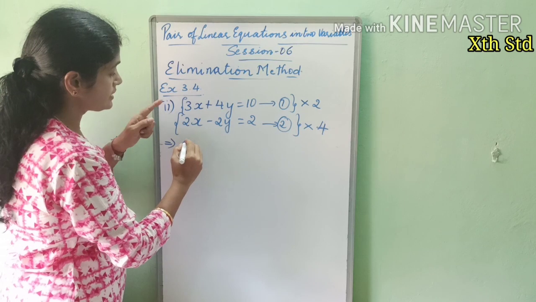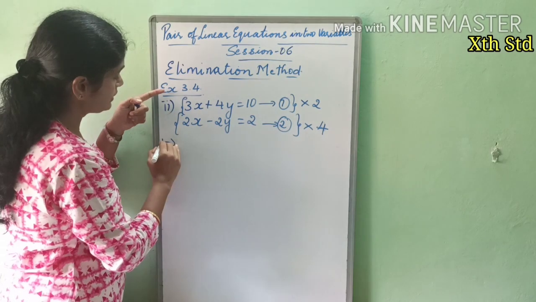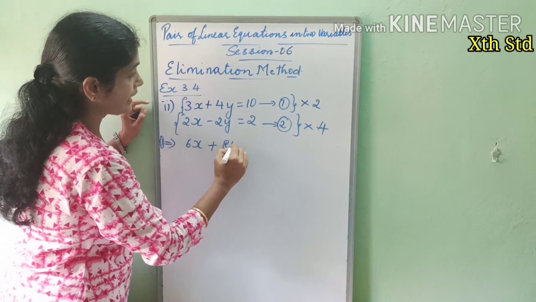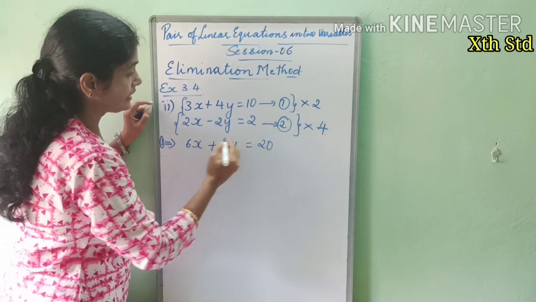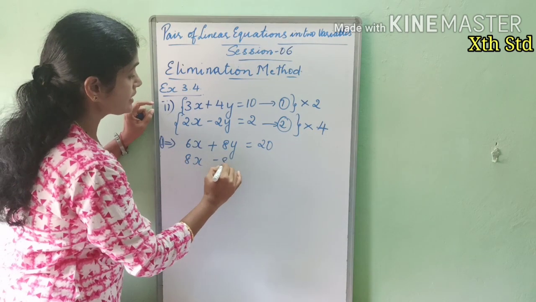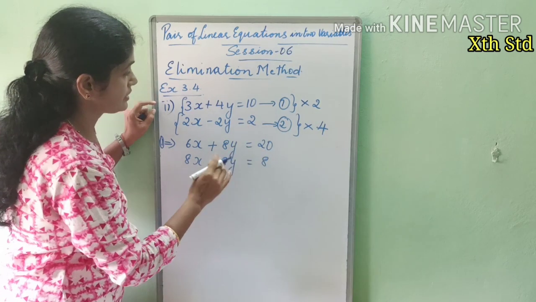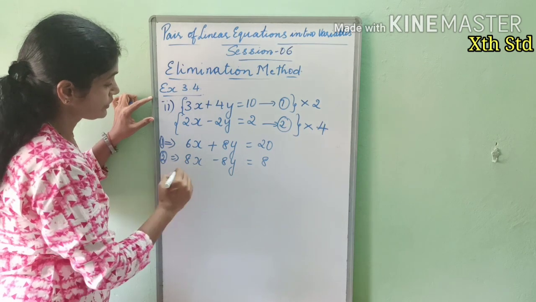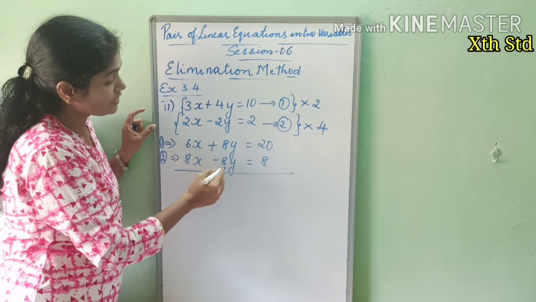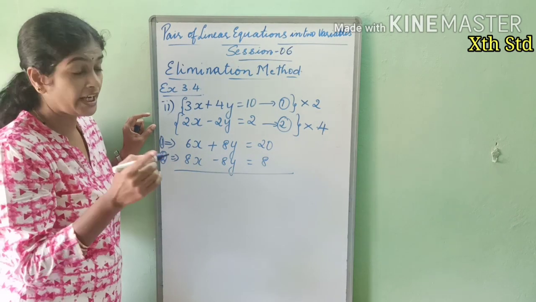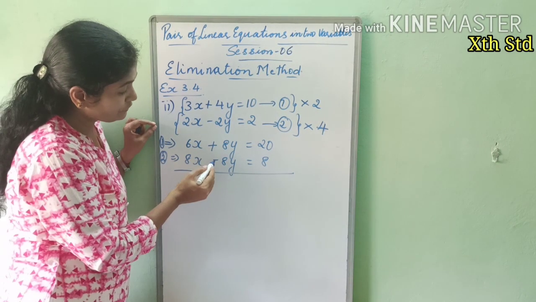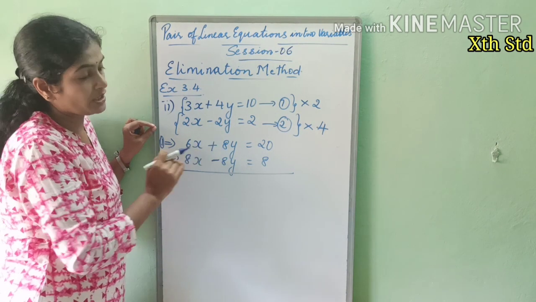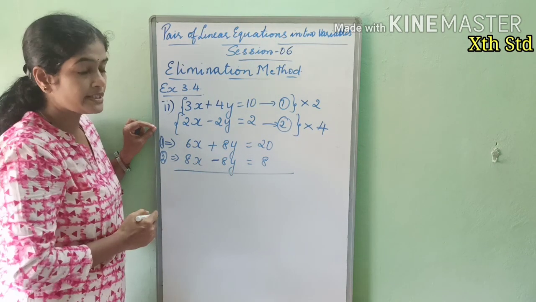Then you multiply. What does this equation turn out to be? Equation 1, multiplying the entire equation by 2, becomes 6x plus 8y equal to 20, and this side, 8x minus 8y is equal to 8. Correct? Right. Fine. Now just see the coefficients of y which we have decided to eliminate. Both of them have opposite signs. So when we add these two equations, will this 8y and minus 8y get cancelled?